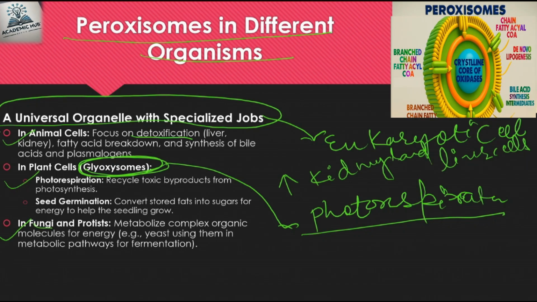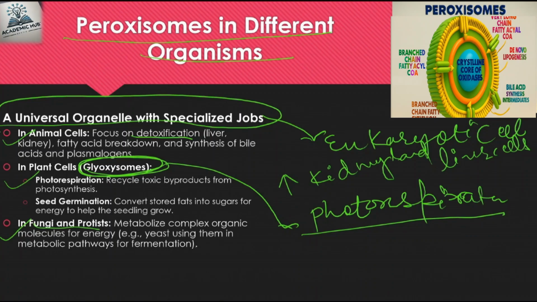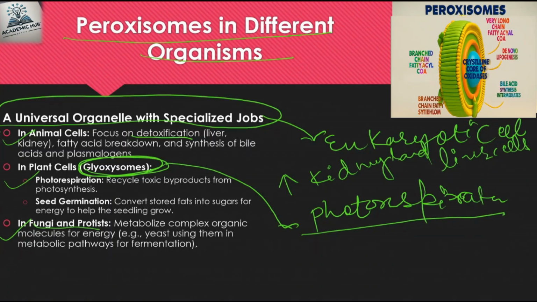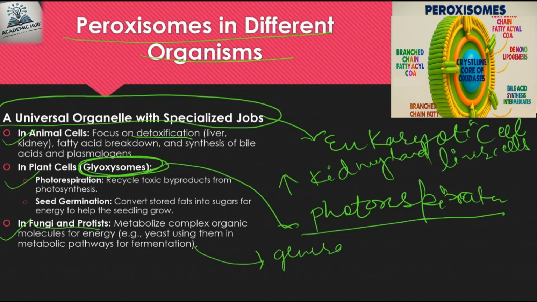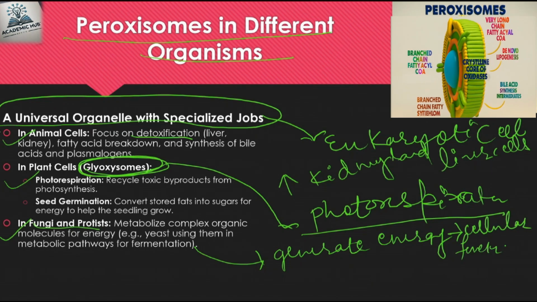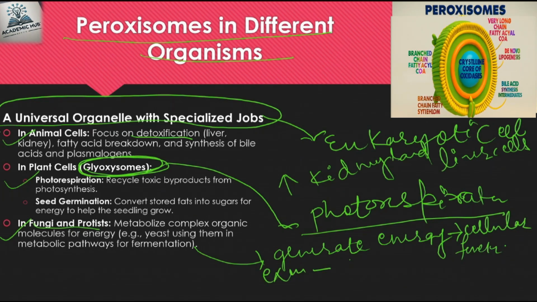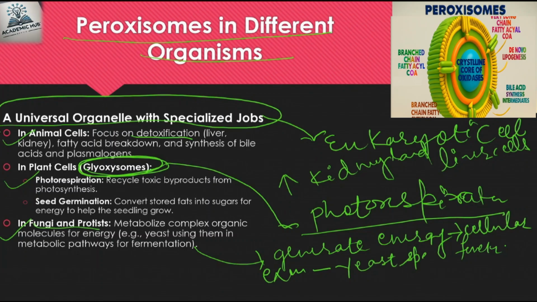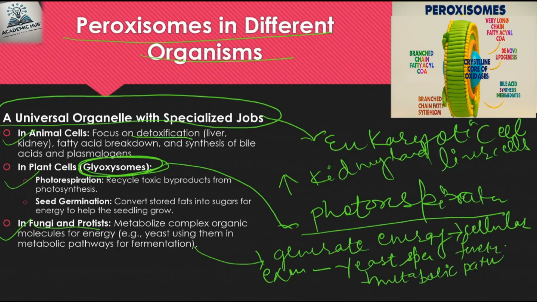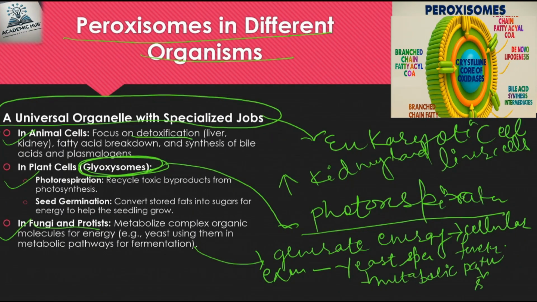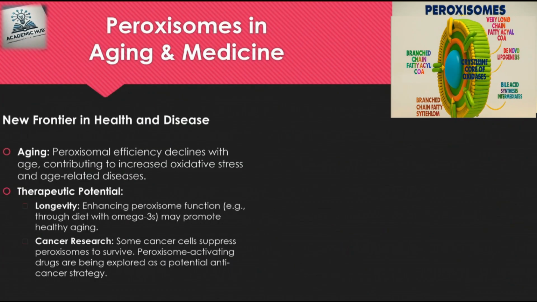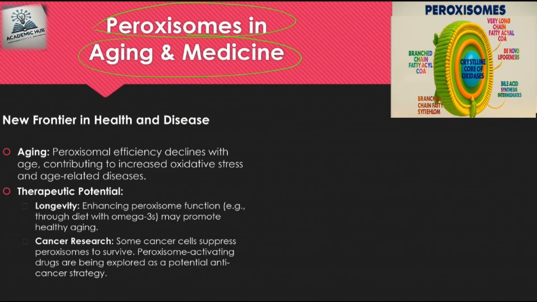In fungi and protists, peroxisomes assist in metabolizing complex organic molecules to generate energy for cellular functions. For example, peroxisomes in certain yeast species are involved in metabolic pathways that ferment sugar into alcohol. Next is peroxisomes in aging and medicine.